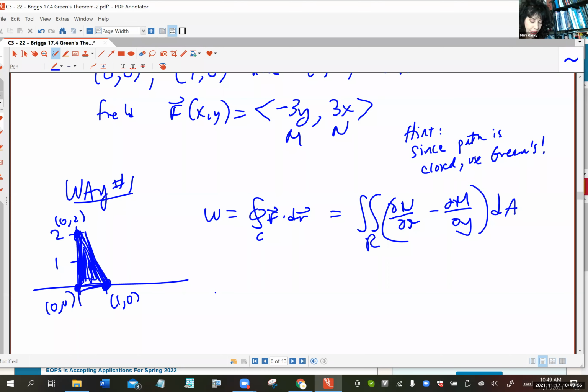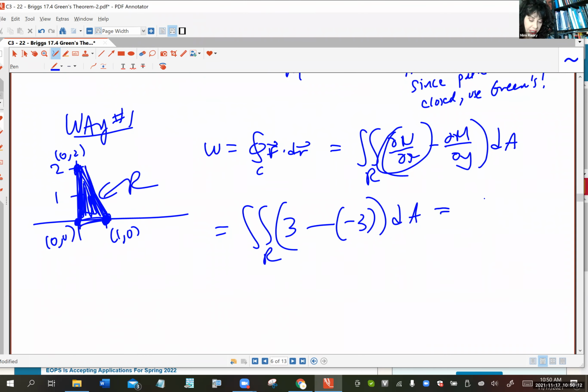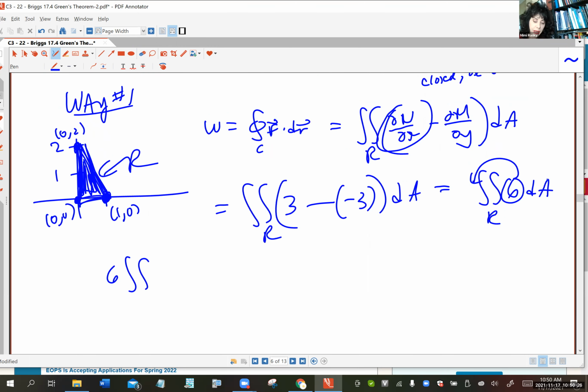Okay. So this region is the triangle. dN/dx, the derivative of 3x with respect to x, is 3, minus dM/dy, but that's negative 3. That 3 minus a minus 3 is 6. Does that always happen where you just get a constant? No, but when it does, it kind of makes things easy. So then I'm just going to pull the 6 out in front because, let's face it, it's just a multiple. And then my favorite area element for rectangular is dy dx. That's my favorite.